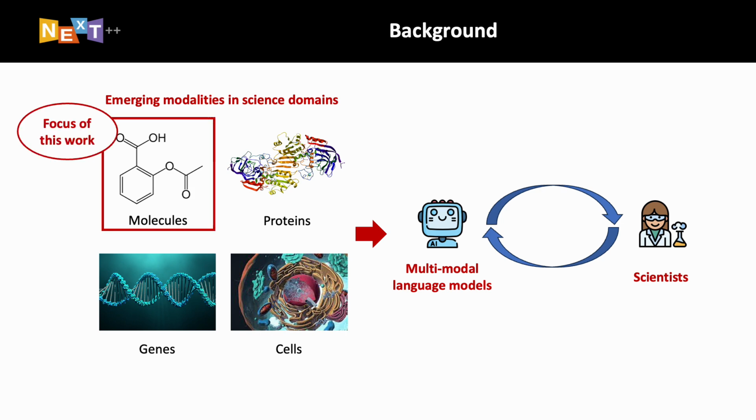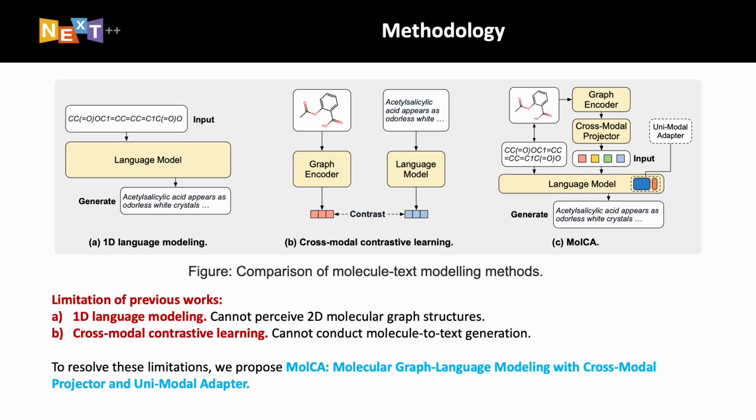We focus on molecule text modeling for this work. Previous molecule text modeling methods can be summarized into two types, 1D language modeling and cross-modal contrastive learning. They both have their limitations. 1D language modeling methods, which treat molecules as their 1D SMILES strings, cannot perceive the 2D molecular graph structures. Cross-modal contrastive learning methods cannot conduct molecule-to-text generation.